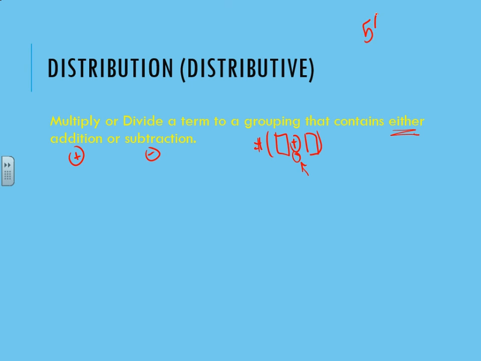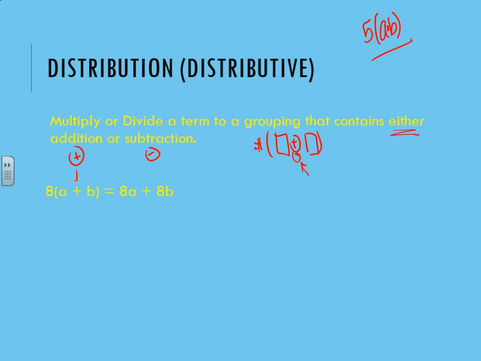Oftentimes, people will think they need to distribute with an expression like this. Well, notice that this is AB, which is really A times B. You need a plus or a minus in between your terms in the parentheses to actually distribute. So let's look at an example. Here is an example, 8 times (A plus B), where we are allowed to distribute.